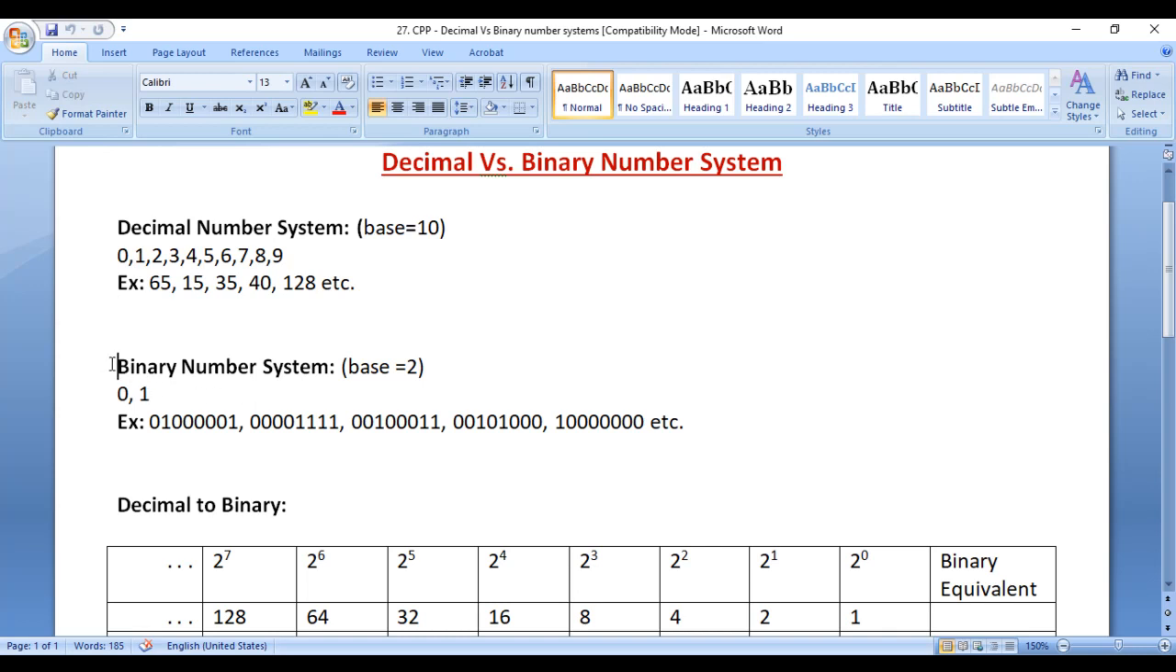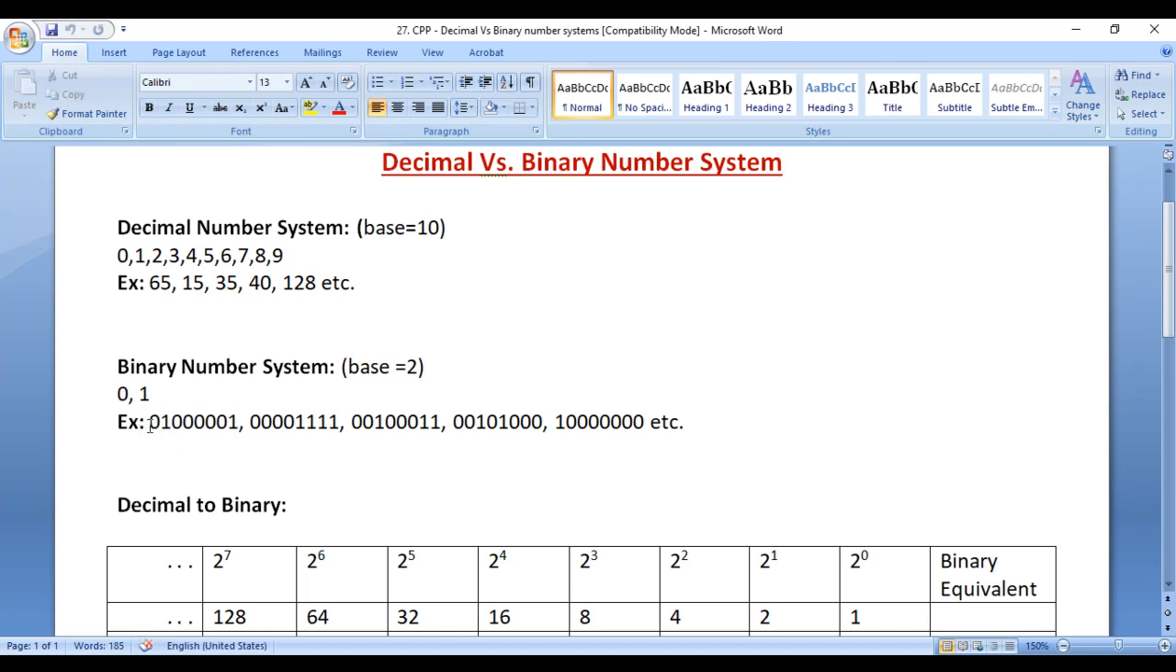Whereas in binary number system we have 2 digits, guys. Bi means 2. In binary number system we have 2 digits. They are 0 and 1. To represent any number in binary number system, we write sequence of zeros and ones.